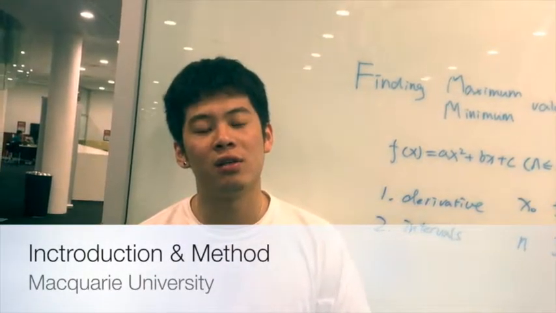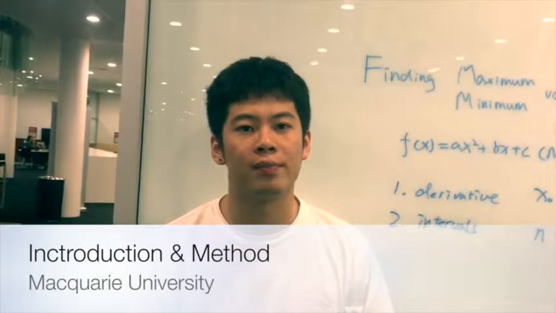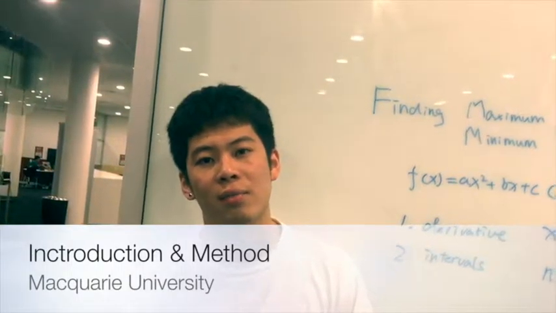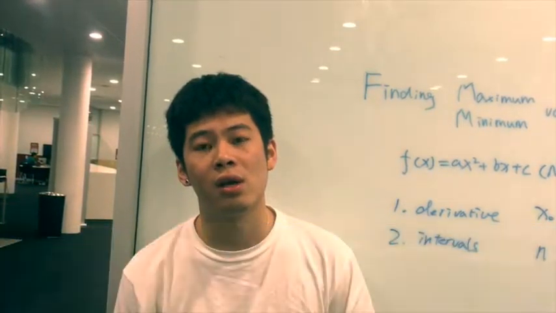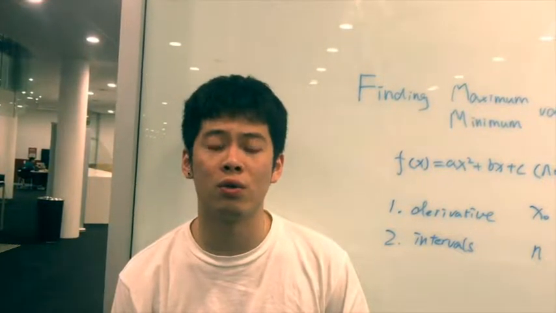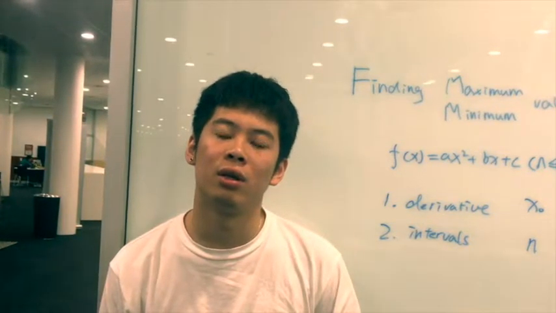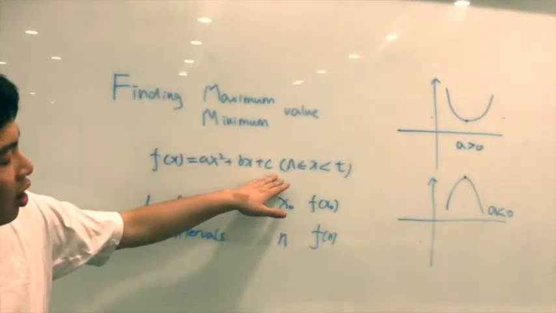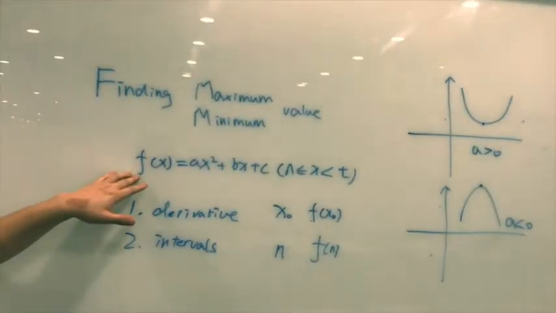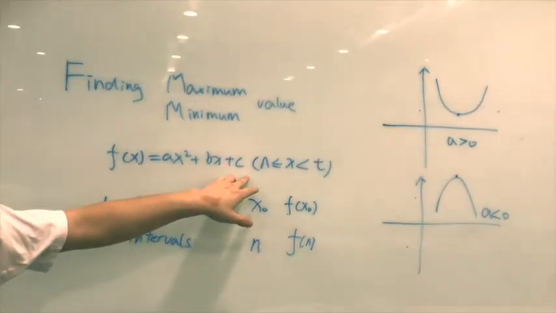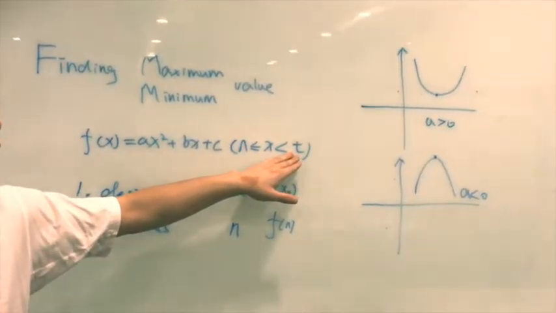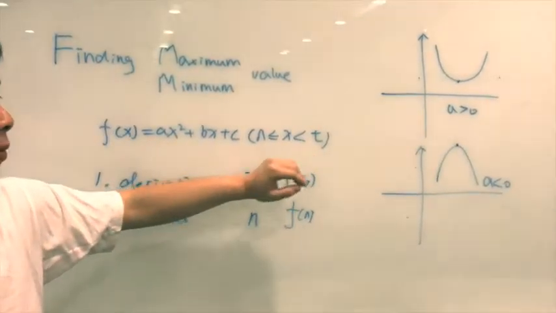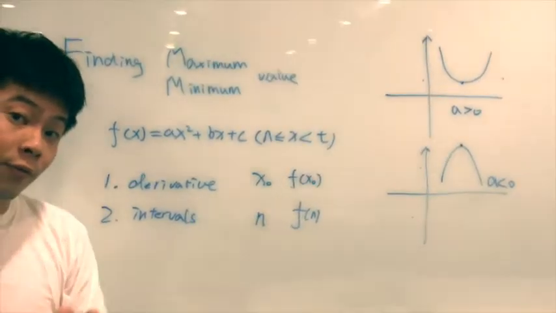Hello everyone. Today we're going to talk about a mathematics topic: how to find the maximum and the minimum point in equations. This is a quadratic equation with one unknown. We can see the board. Almost all the equations look like this: ax squared plus bx plus c, and they give you an interval, x greater than or equal to n and less than t. So we're going to solve this problem.